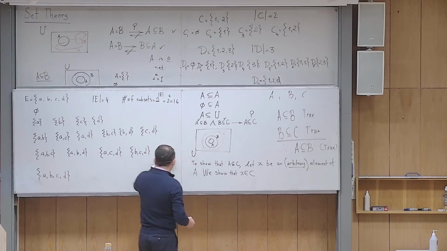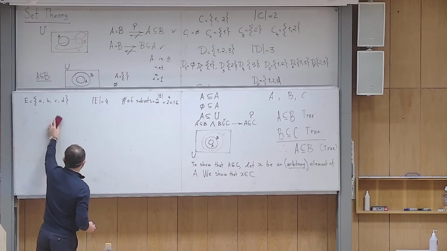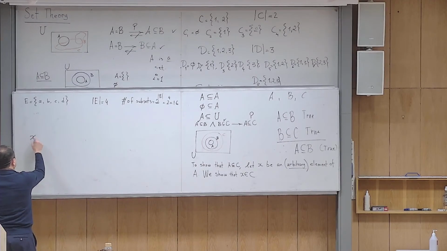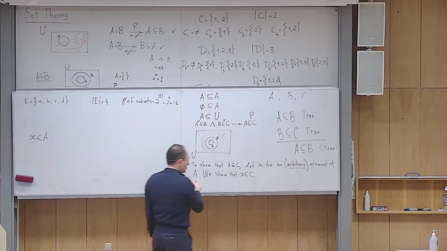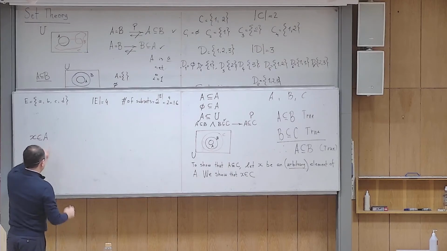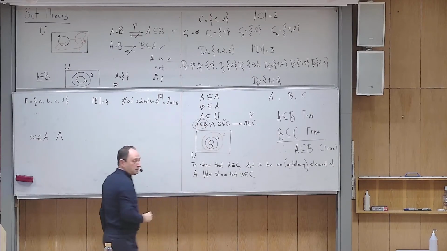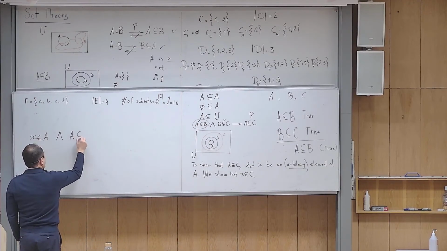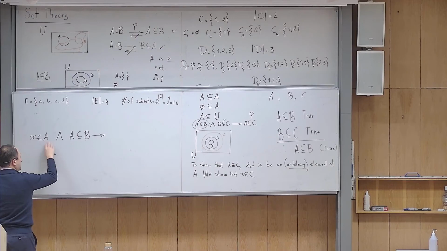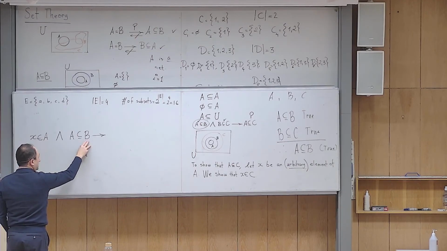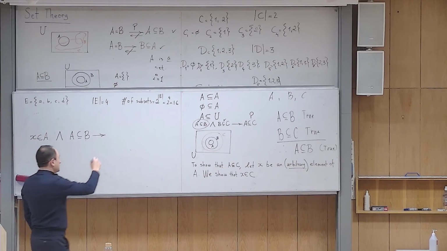Okay. Now what should I write here in the continuation? I would say that X belongs to A. Why? Because I myself assume that X is an arbitrary element of A. So this is my assumption. And there is another assumption that you gave to me, that A is a subset of B. What can you conclude from these two statements? X belongs to A on the one hand, A is a subset of B on the other hand. What can I conclude from this? Yes, X also belongs to B. So X belongs to B.